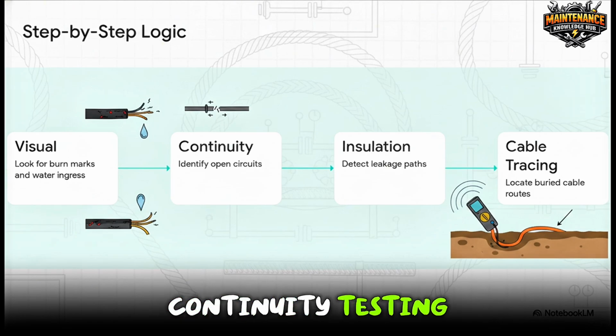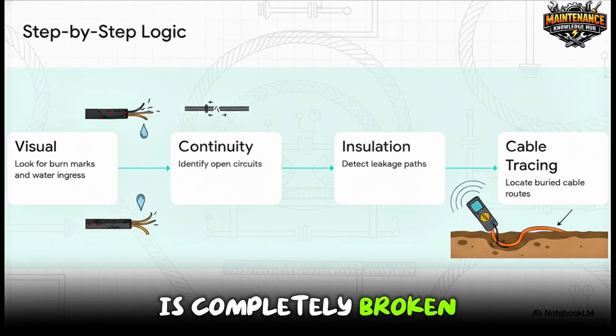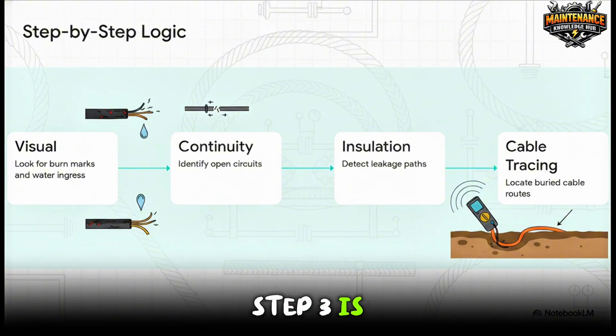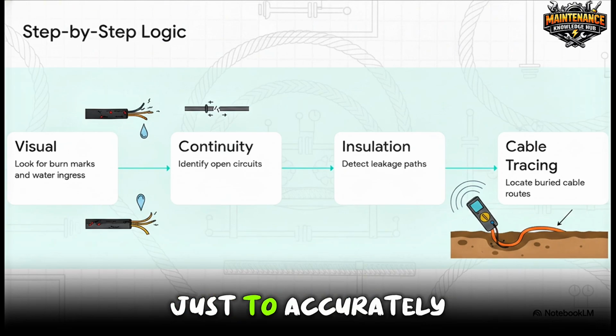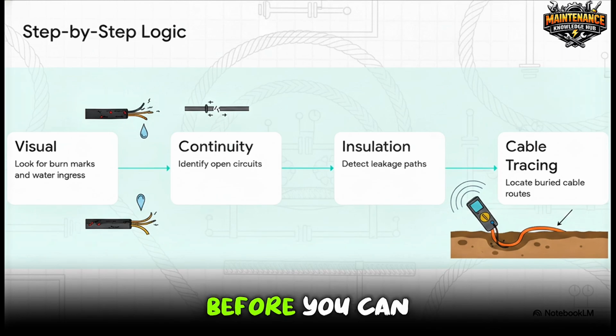Step 2 is continuity testing, just to see if the conductor is completely broken, an open circuit. Step 3 is insulation resistance testing, to find out if power is bleeding out through leakage paths. And Step 4 is cable tracing. If the fault is underground, you need specialized tools just to accurately locate the buried routes before you can even begin to find the specific problem area.